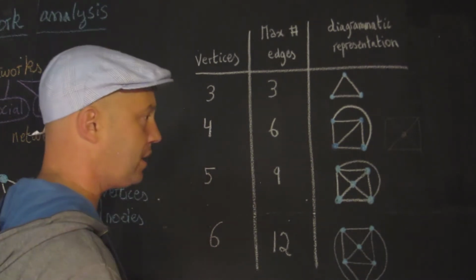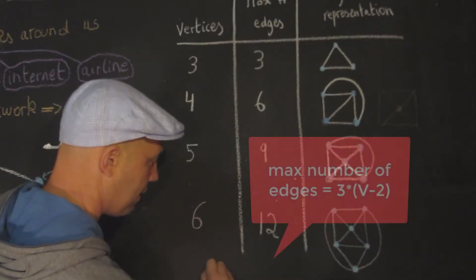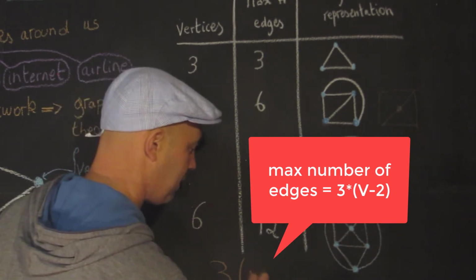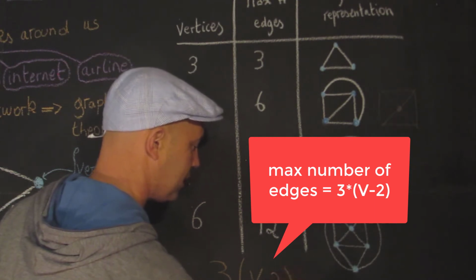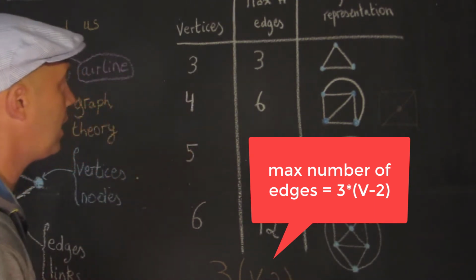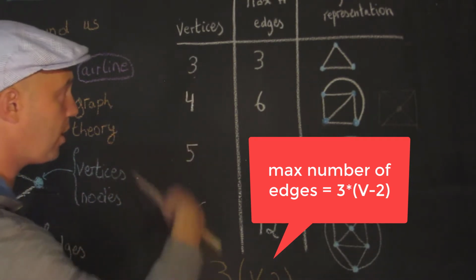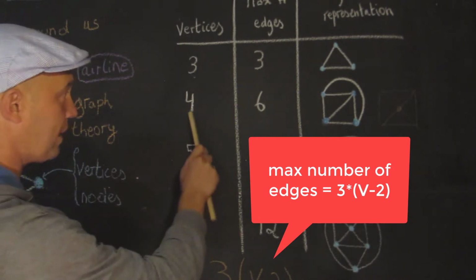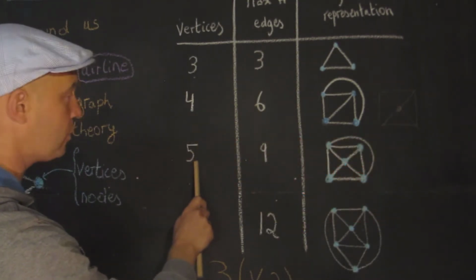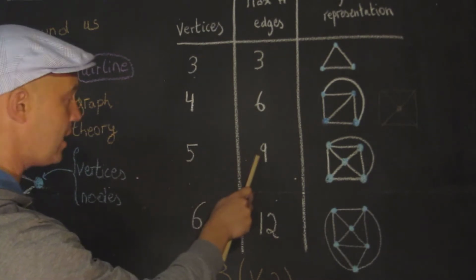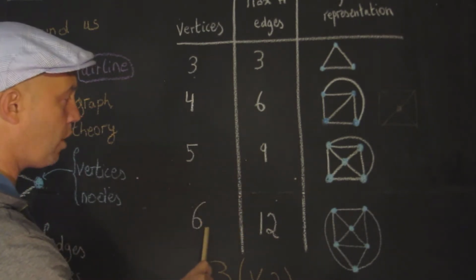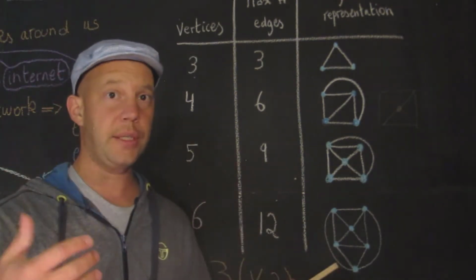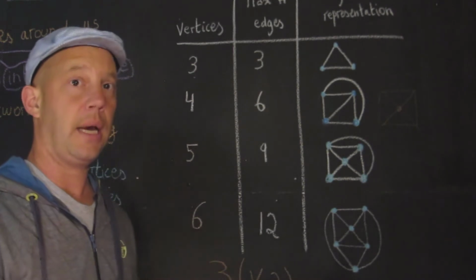And so you can kind of see the pattern, right? If you want to know how many edges you would need, you would do 3 times v minus 2, with v, of course, the number of vertices. So you can check this out here. If we did 3 minus 2, that would be 1. 1 times 3, that's 3. Here we have 4, so 4 minus 2 is 2. 2 times 3 is 6. 5 minus 2 here is 3. 3 times 3 is 9. 6 minus 2, that is 4. 4 times 3 is 12. And so that is one way to see how many edges you need to get a maximally connected network.